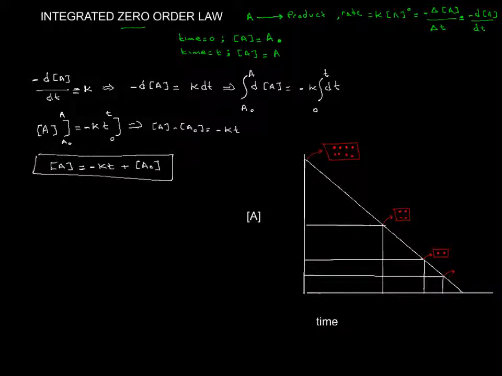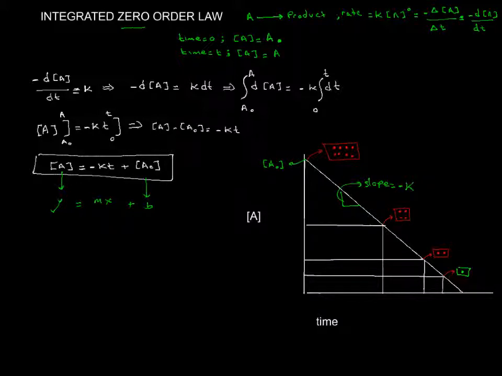If you look at it carefully, it looks like the equation of a straight line. This is your y, this is your mx, and this is your intercept b. So the intercept here is A0. For example, you have 8 particles and they are being consumed, and your slope is minus k. When you stop time, that's where you have A, and this equation goes linearly to 0. Here you will have 1 particle, then you have none. So this is the integration of zero order.